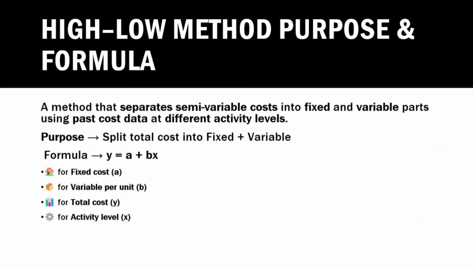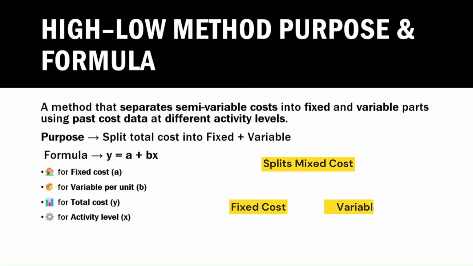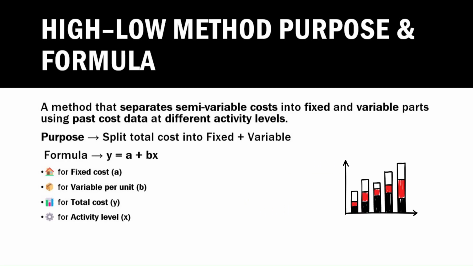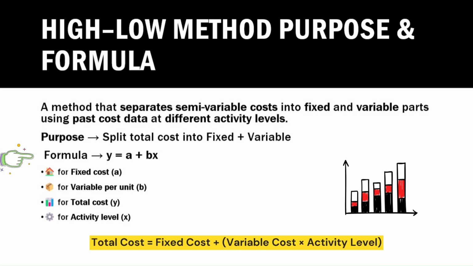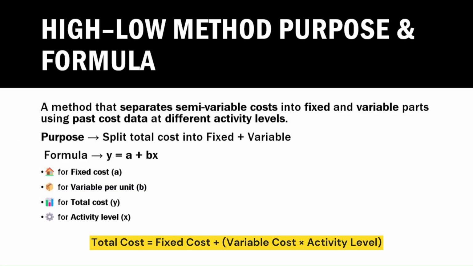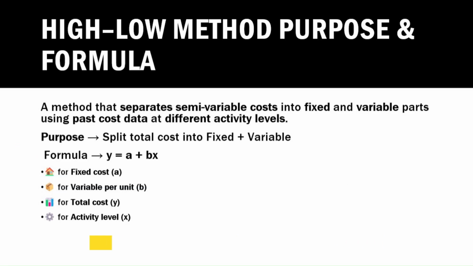High-low method purpose and formula. The high-low method splits a mixed cost into its fixed and variable parts. We take 2 data points, the highest and the lowest levels of activity, and calculate: total cost equals fixed cost plus variable cost times activity level. It's quick and ideal when only minimal data is available.